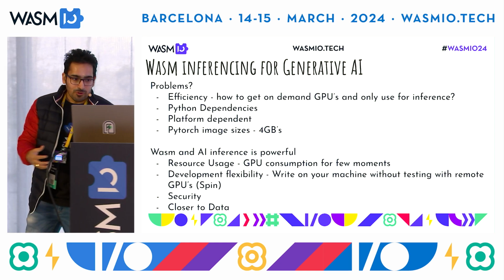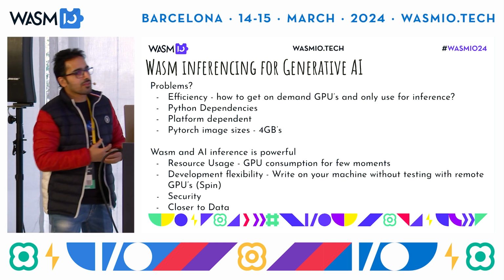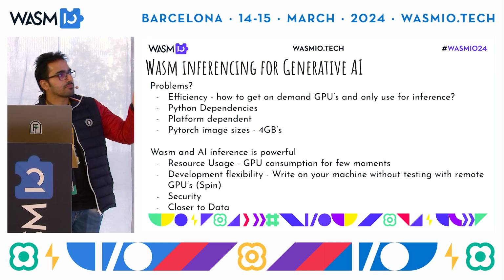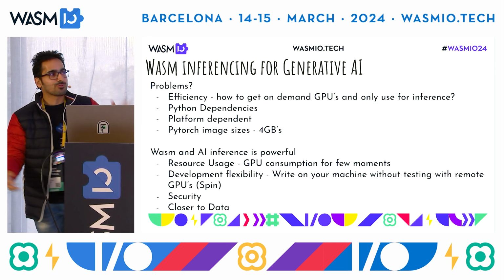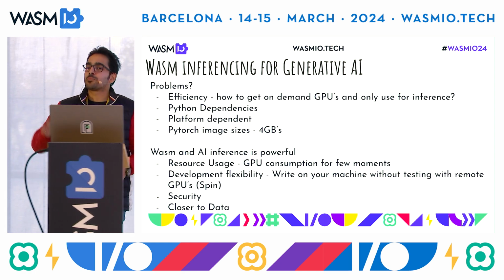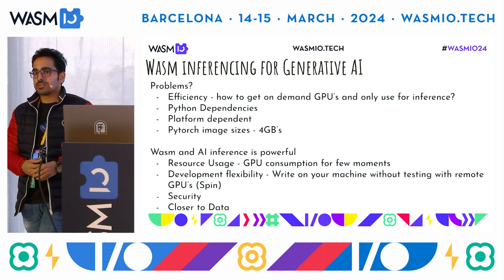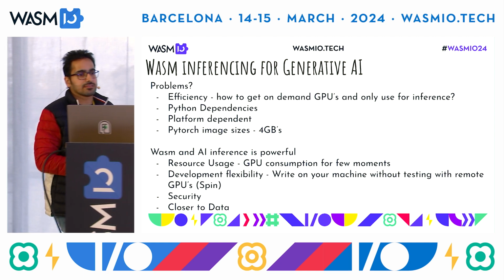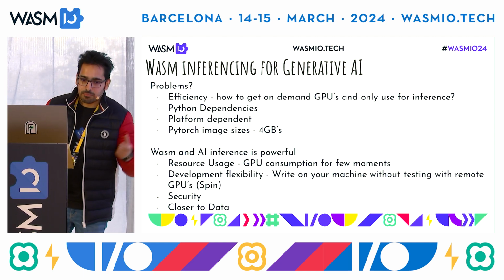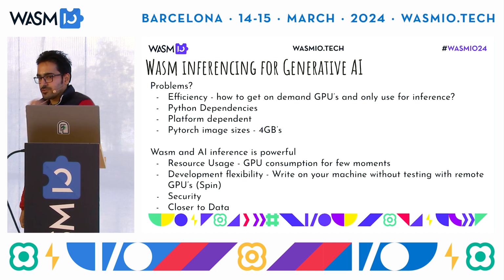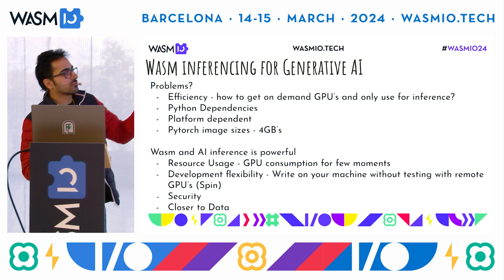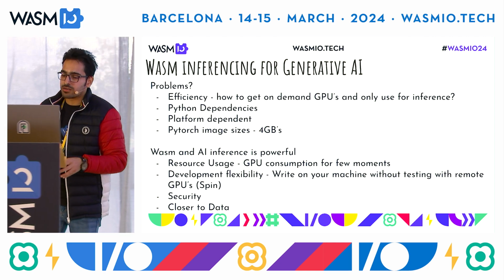Another big point is the image sizes. PyTorch images can be anywhere from, last I saw, 4 point some GB, so I just put that number over there. They're pretty big images, so you can imagine pulling that image and then running it, whereas your simple WebAssembly application will be a few megabytes in size, and you can also be closer to the data because it is able to run on any platform.